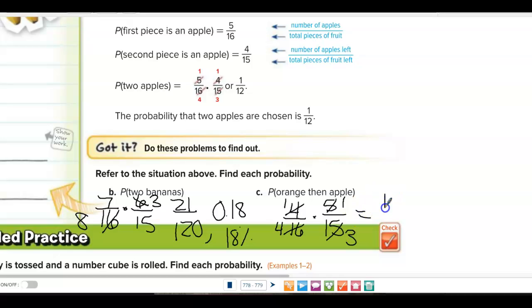1 times 1 is? 1. 4 times 3 is? 12. And we already figured out that was the same as 8 hundredths, which is the same as 8%.